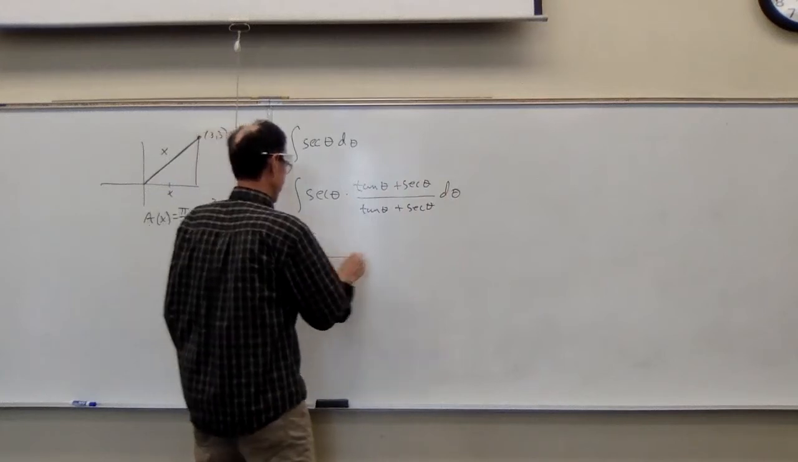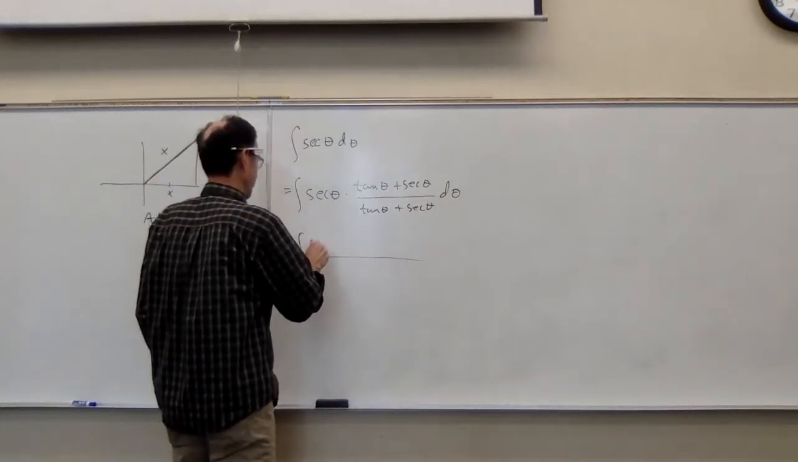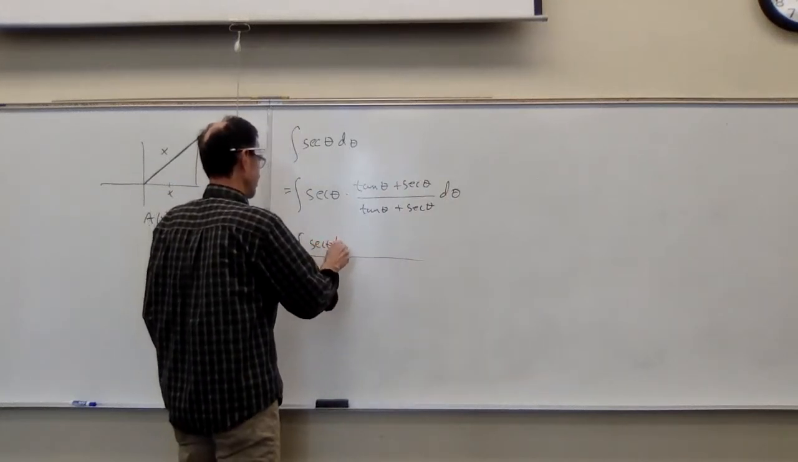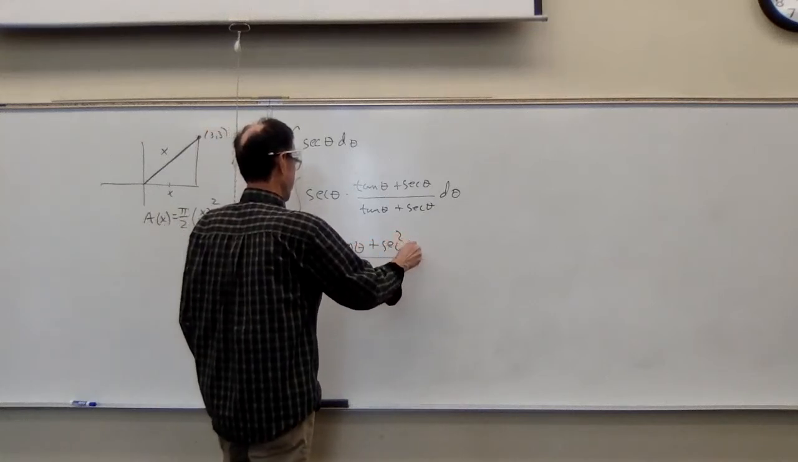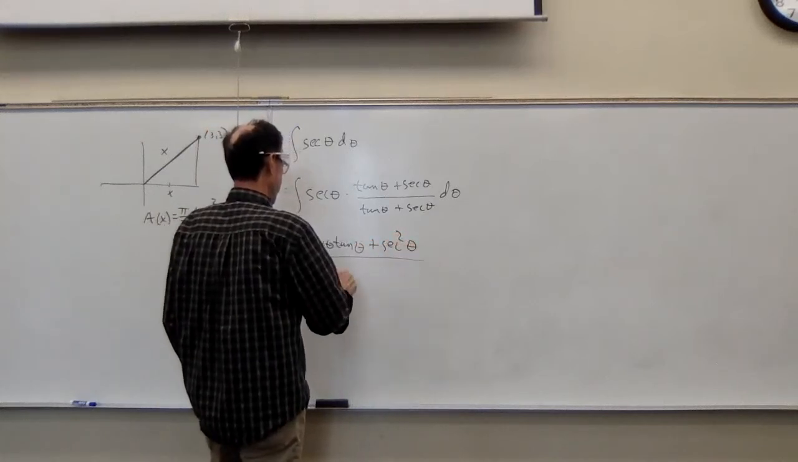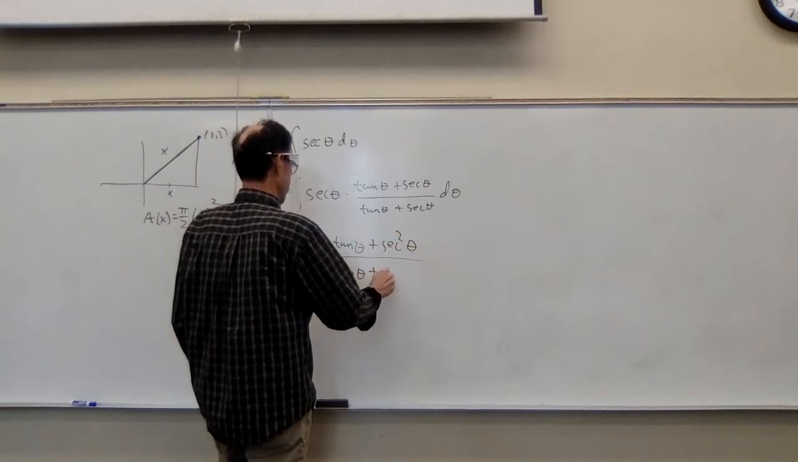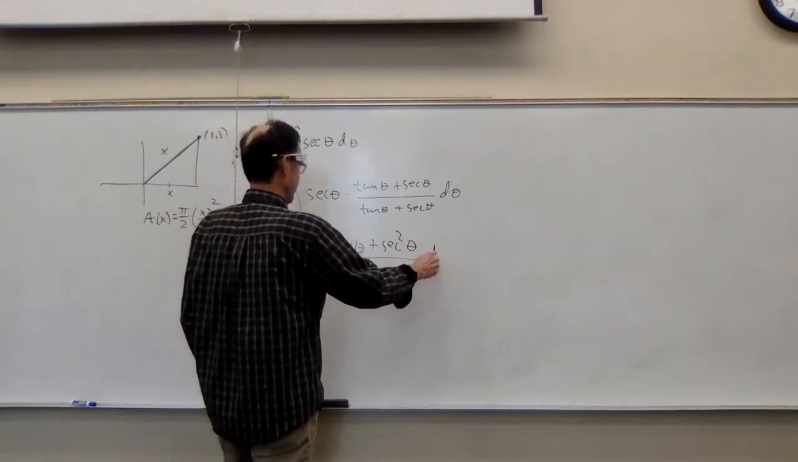And then let's multiply that numerator out. Secant theta tangent theta plus secant squared theta divided by tangent theta plus secant theta. No, I got it backwards, but that's okay.